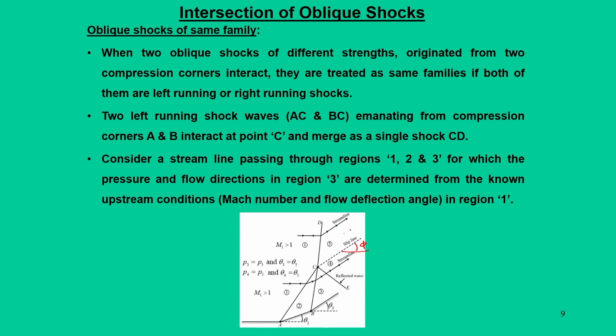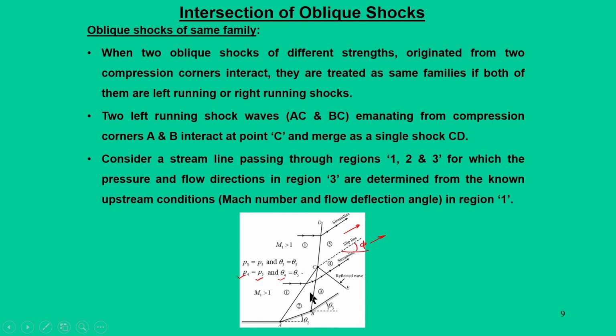So, the streamlines will now be parallel to this slip line, and the conditions that are going to be imposed here are that P4 must be equal to P5 and theta 4 will be equal to theta 5, and similarly P3 should be equal to P5 and theta 3 must be equal to theta 5.